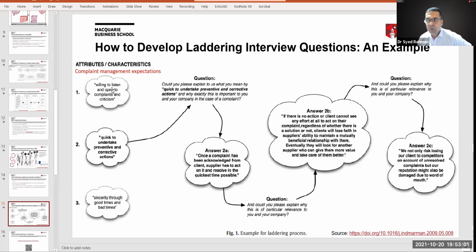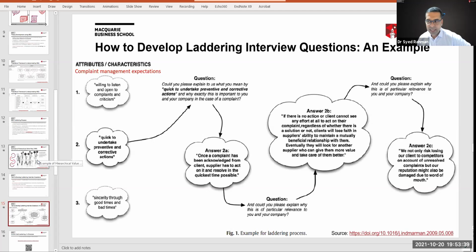Then we probe about each of those attributes. So we ask them, could you please explain to us what you mean by, for example, attribute 2, and why is that important to you? And then we ask that question again, that you have just said that, why have you said that, and why it is important to you. So what's happening is that, first of all, we collect the attributes or important features. Then we ask them why it is important to them.